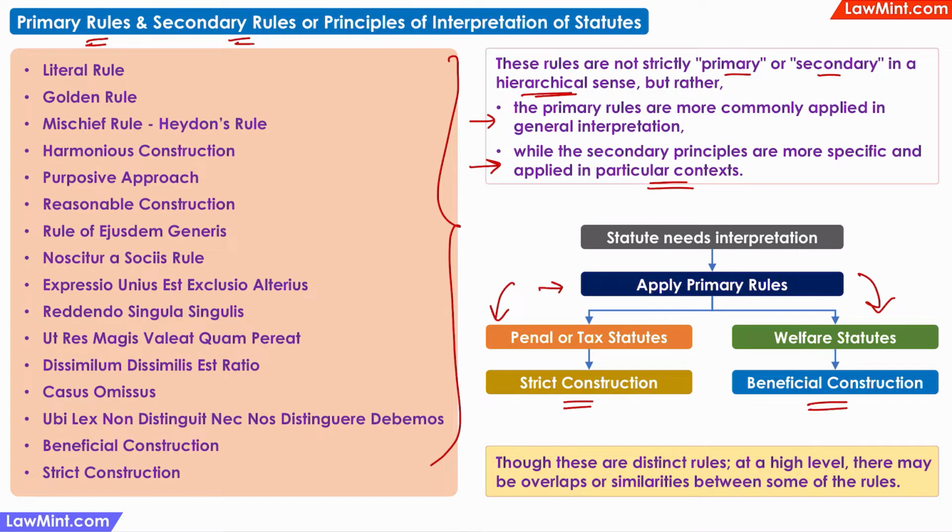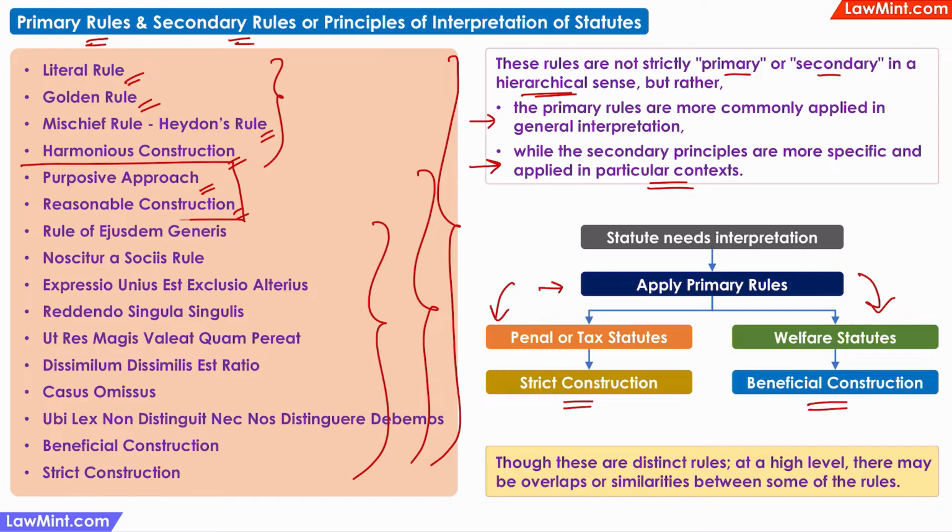construction. In most books, the first four, that is, the literal rule, the golden rule, mischief rule, and harmonious construction, are considered primary, and the others are considered secondary. In other books, even purposive approach and reasonable construction are considered to be primary and the rest as secondary. So check your specific university syllabus and you can see whether purposive approach and reasonable construction are classified as primary or secondary as per your syllabus.